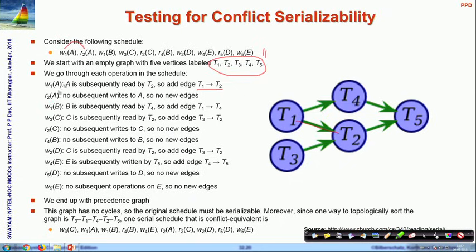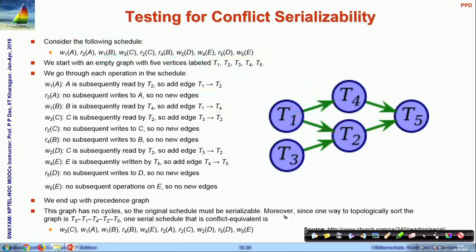Then you have R2A, and you look for A, there is no subsequent write. So, there is no new edge. Then you have W1B, and if you look, you have R4B. So, transaction 4 is reading it later on. So, B is subsequently read by T4. So, there is a conflict. So, you add the edge T1, T4, right.